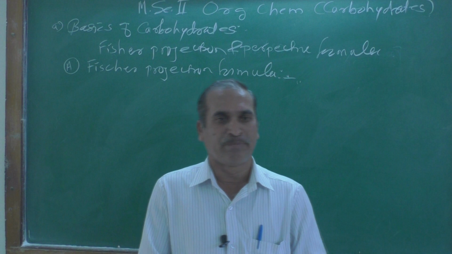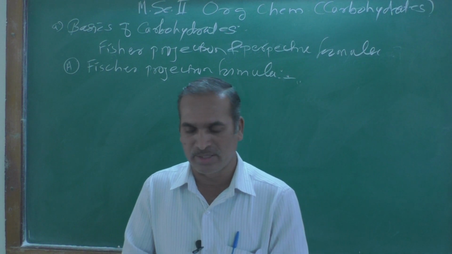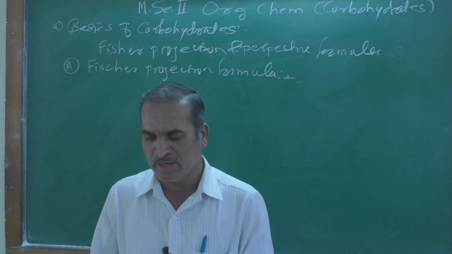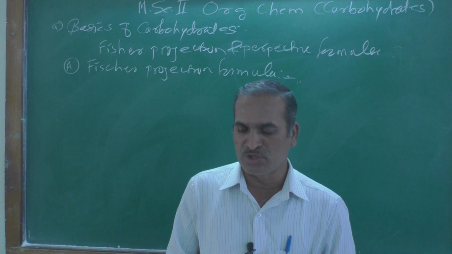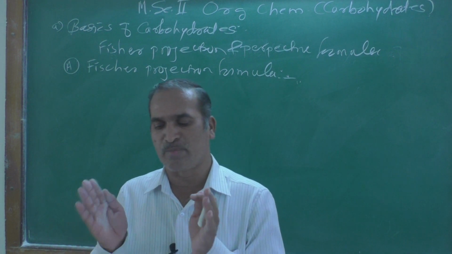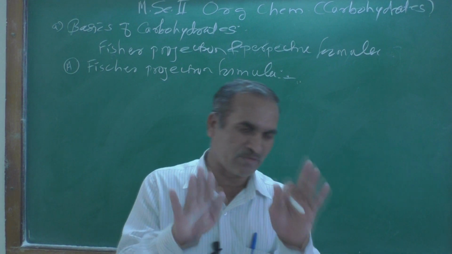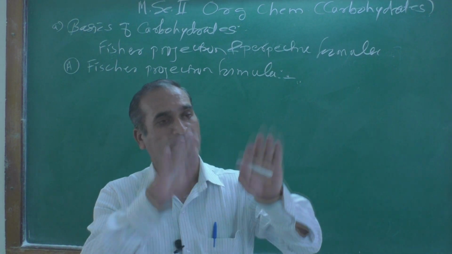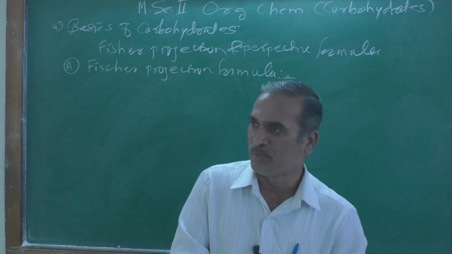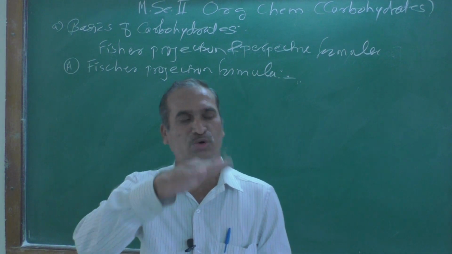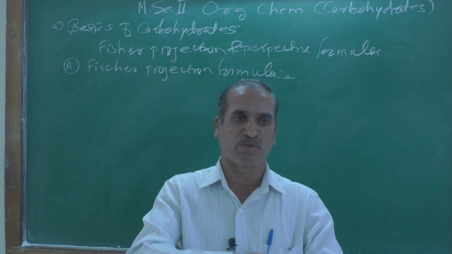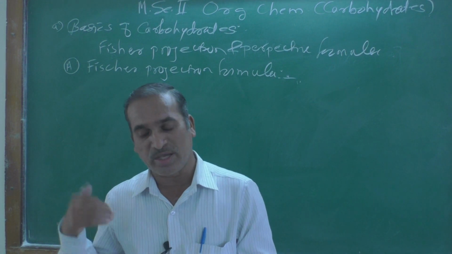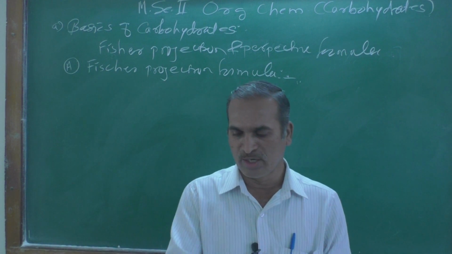Point number one: the carbon chain is kept in a vertical position with one oxidizable group at the top. Whenever we are writing glucose, we are familiar with glucose, we put the aldehyde group, because glucose contains an aldehyde group, according to the Fischer projection formula, the aldehyde group we put on the top, and the rest of the carbon chain we write as usual.